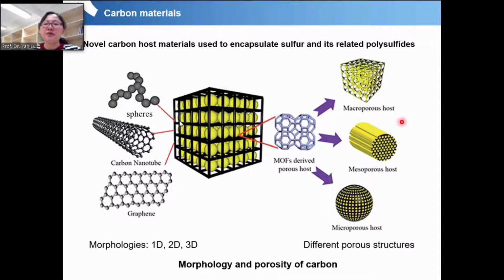And I hope you still remember, when we talked about carbon materials, we discussed the IUPAC definition of porosity. For a macroporous host, the pore should be larger than 50 nanometers. For mesoporous material, the pore is in the range between 2 and 50 nanometers. And for a microporous system, the pore size is smaller than 2 nanometers. So these are the systems that can be used.